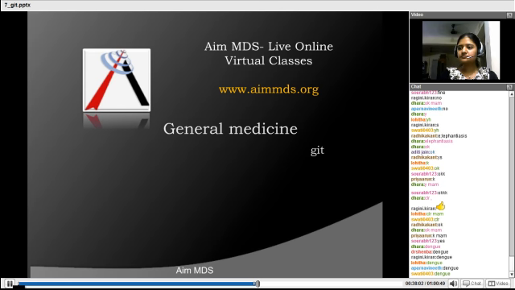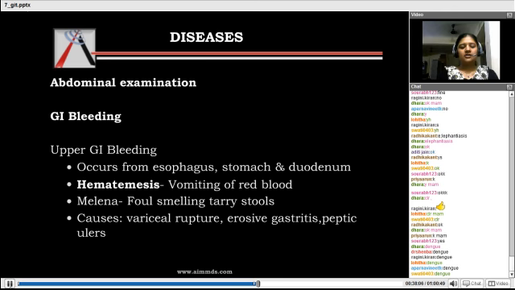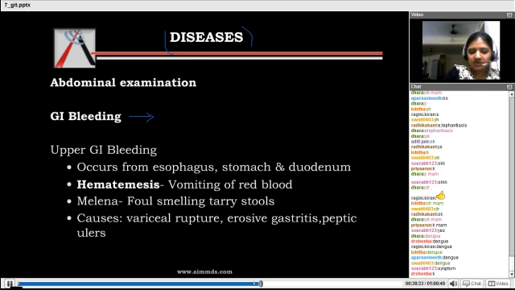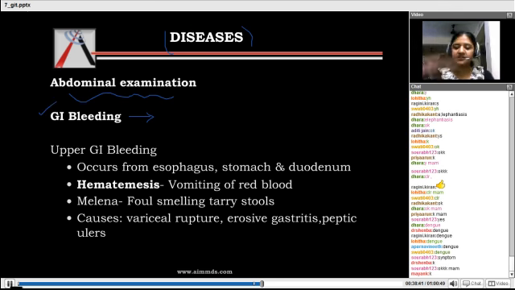GIT. When we talk about conditions which affect the GIT, see, bleeding is not a disease. Yes, we do have heading as diseases, but do not get mistaken with that. Bleeding is not a disease of the GIT, it is a symptom of an underlying disease. So when you're doing an examination of the abdominal region, and if you do find bleeding, you have to take your inference based on where the bleeding is taking place.